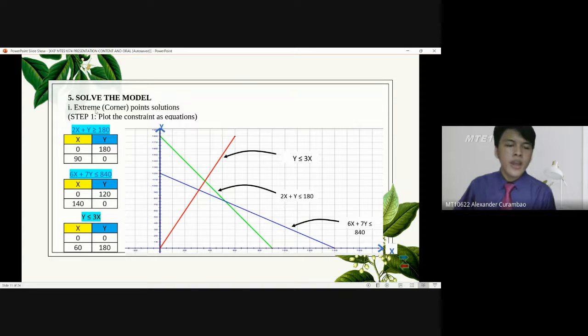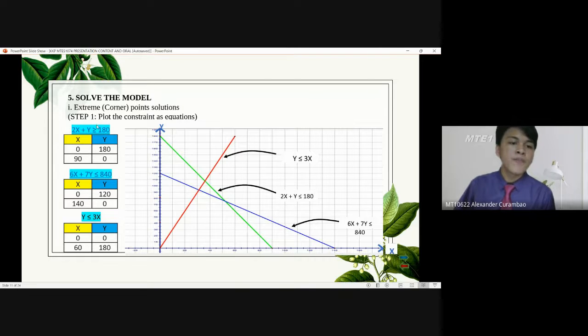Why do I do this table? We do this table in order to find 2 points so that we can connect the 2 points to make a single straight line. For the first constraint, 2x plus y is less than or equal to 180.